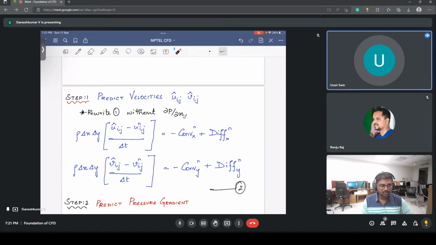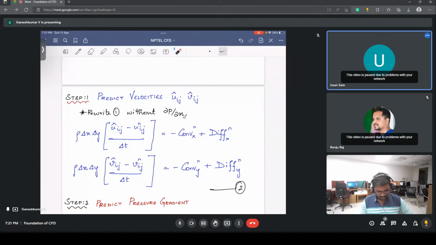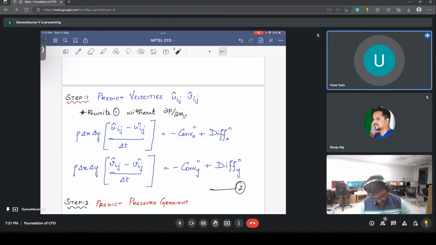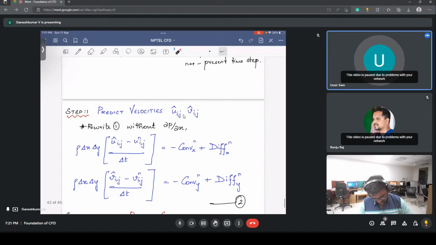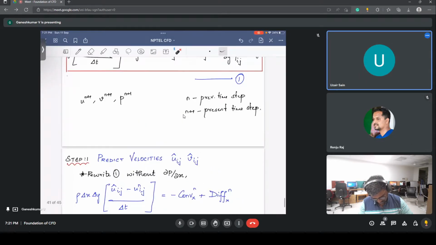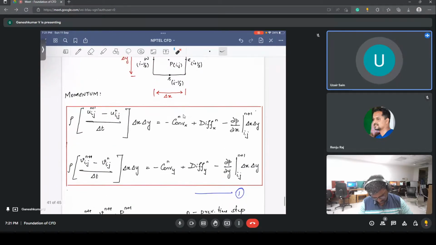Sir, it will satisfy the continuity equation. So you are telling it will satisfy? Yes, sir. Okay, why do you say it will satisfy? Sir, because in the continuity equation also we have only the velocity part, and this equation is also without pressure. Means it can satisfy the equation.